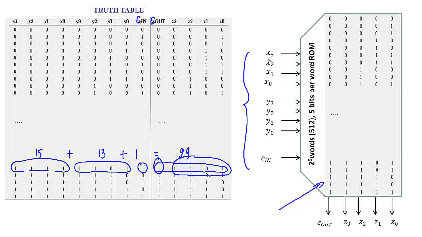Observe that this is a very large table and a rather large read-only memory. It has 2 to the 9 rows, 512 rows, and it has 5 bits per word or per row of the table. In total, 2,560 bits.